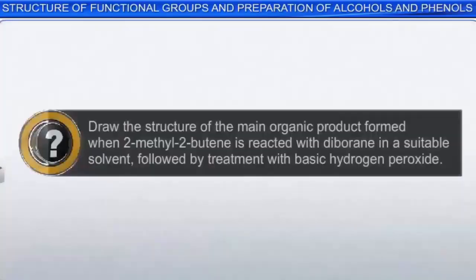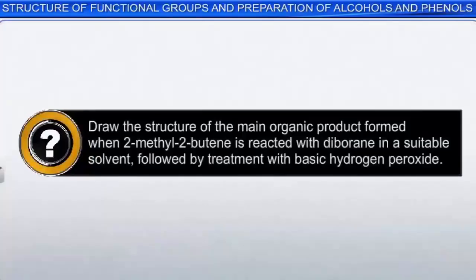Let's do a practice problem. Draw the structure of the main organic product formed when 2-methyl-2-butene is reacted with diborane in a suitable solvent, followed by treatment with basic hydrogen peroxide.